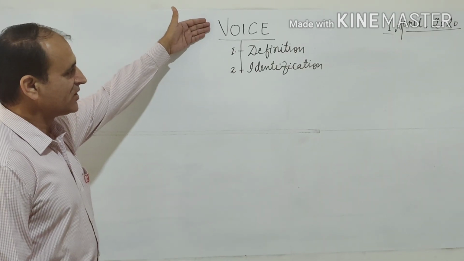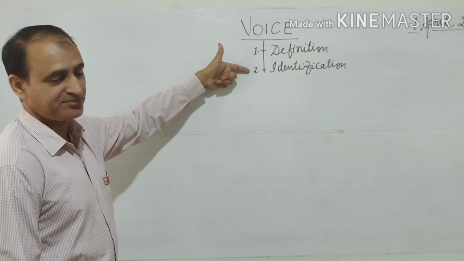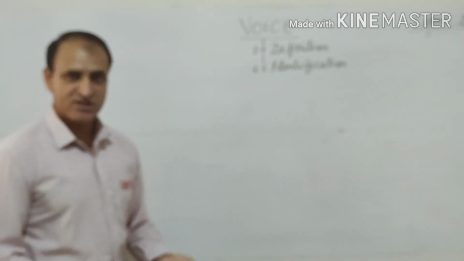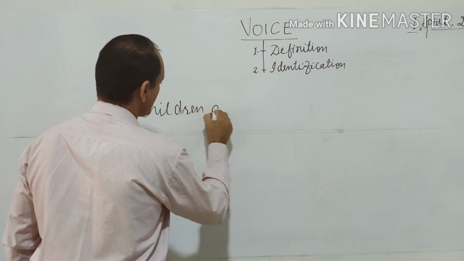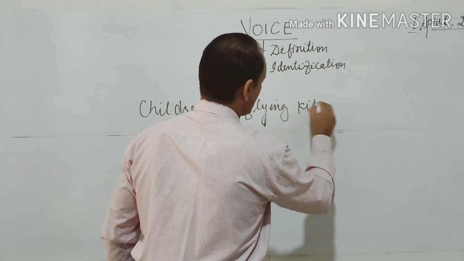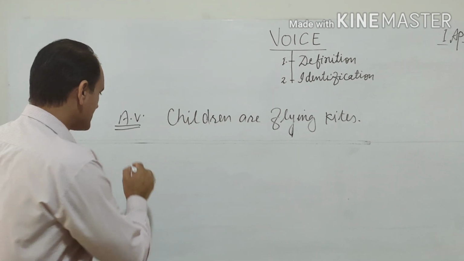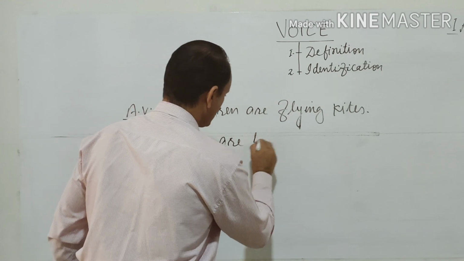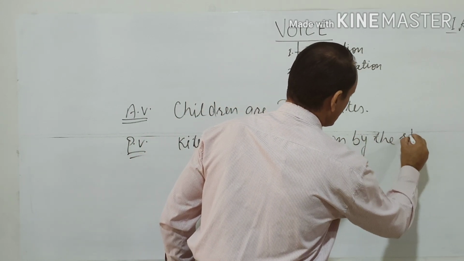So the topic is voice. Today we'll do only two things about this topic. Number one is definition. Number two, identification. So how to define voice in grammatical terms? Let me write down two sentences to understand it in a very clear way. The sentence is, children are flying kites. So this is the sentence and this is active voice. If we write the same sentence in passive voice, it becomes kites are being flown by the children.